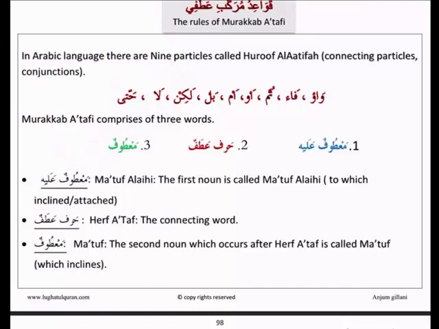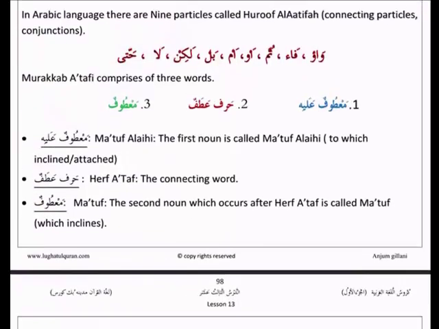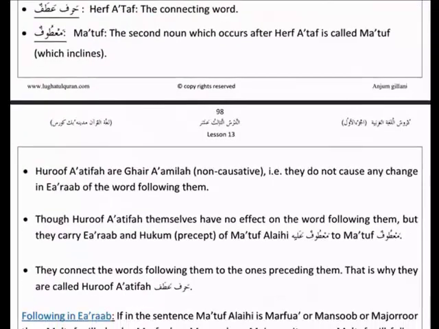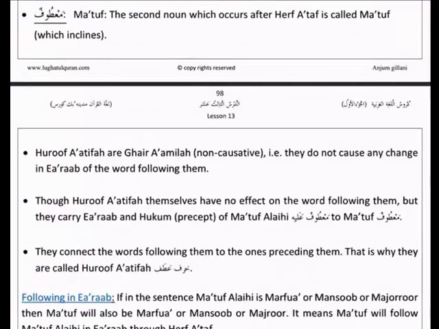The first part is called matuf alayhi. Then you have the harfu ataf, and then you have the matuf. Remember, the matuf alayhi is that upon which the matuf is inclined. The matuf is inclined onto the matuf alayhi, right? So the first noun will always be matuf alayhi, and the matuf will come after the harfu ataf. And then you also saw that the huruf atifa are what? Ghair amila. They don't cause any change in the i'rab of the word which follows it.